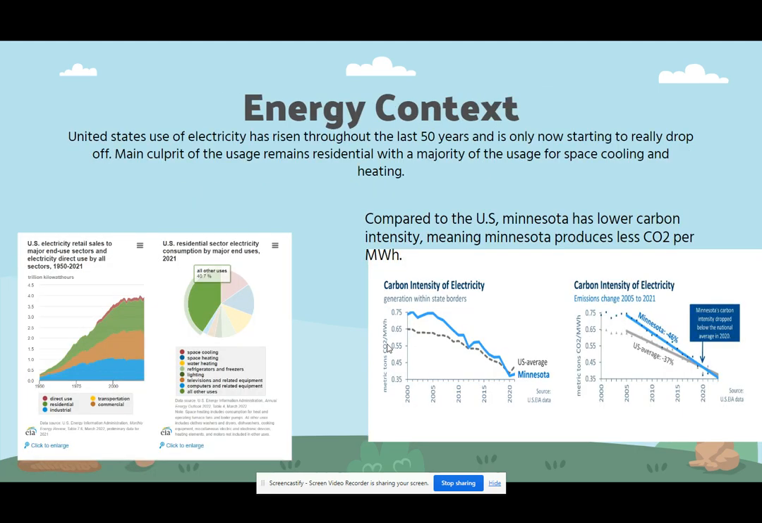Energy context. The United States' use of electricity has risen throughout the last 50 years and is only now starting to really drop off. Main culprits of usage remain residential, with the majority of the usage for space cooling and heating. Compared to the US, Minnesota has a lower carbon intensity, meaning Minnesota produces less CO2 per megawatt hour of electricity.